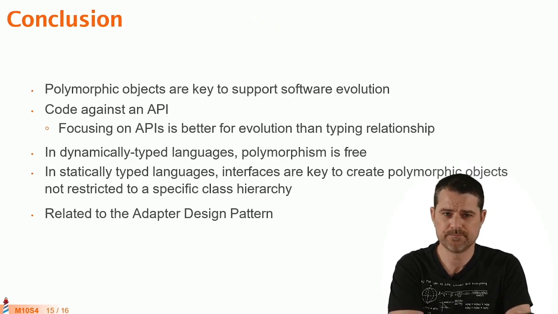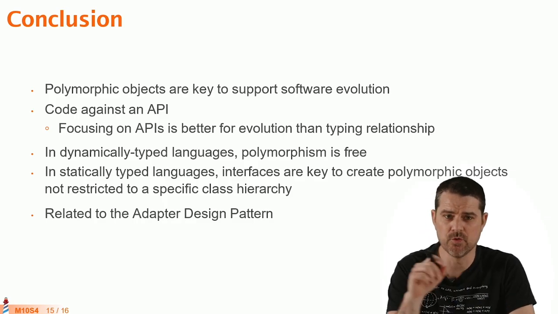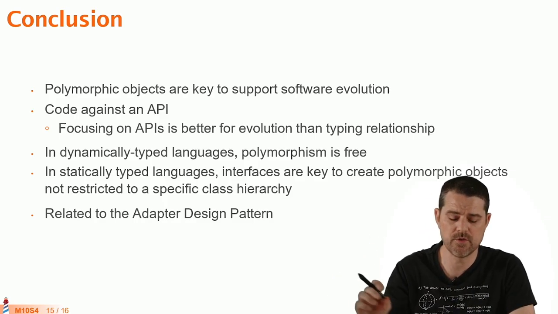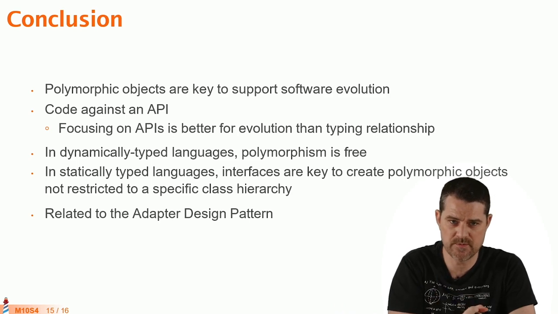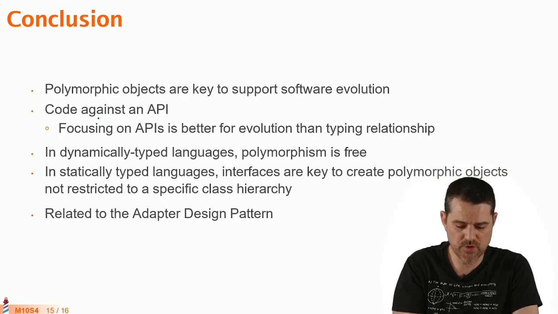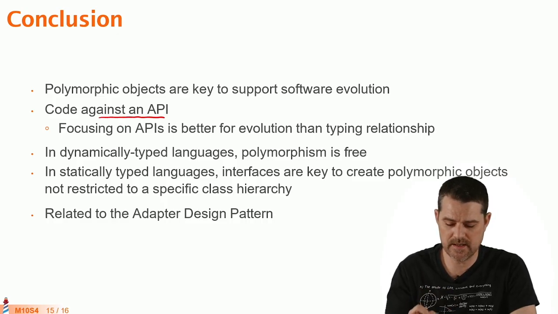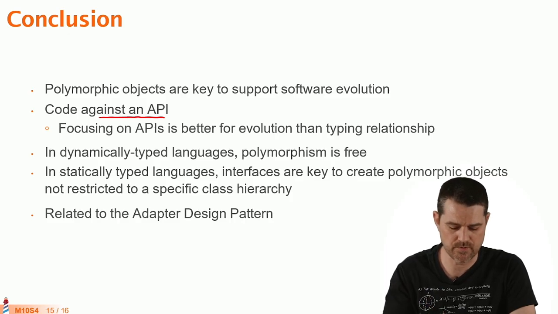As a conclusion, polymorphic objects are key to support software evolution. If you don't want to break your client code, you need to provide polymorphic objects to inject into this code. And then it's much better to code against an API. You should focus on the API instead of the typing relationship. This is much better from the evolution point of view.